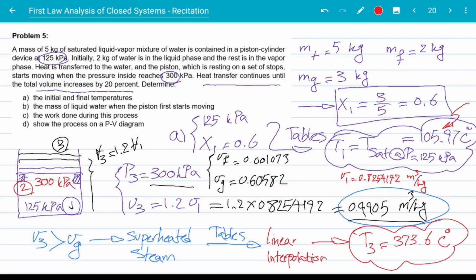Then the problem says that the volume 3 is 20% larger than the initial volume. So volume 3 is 1.2 times the volume 1. We use that to find the specific volume. We check the specific volume at state 3 with the saturated vapor specific volume at pressure 300 kilopascals and figured out that our number is larger. So it means we are in the superheated region, and then we checked the tables, saw that the exact number that we have is not on the table, so we made a linear interpolation and figured out that the final temperature is 373.6 degrees Celsius.